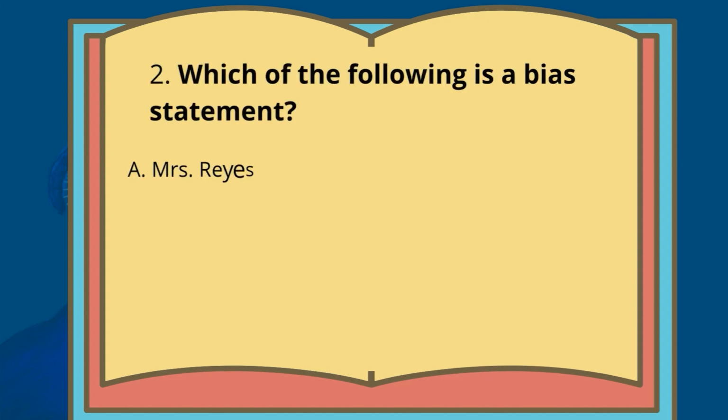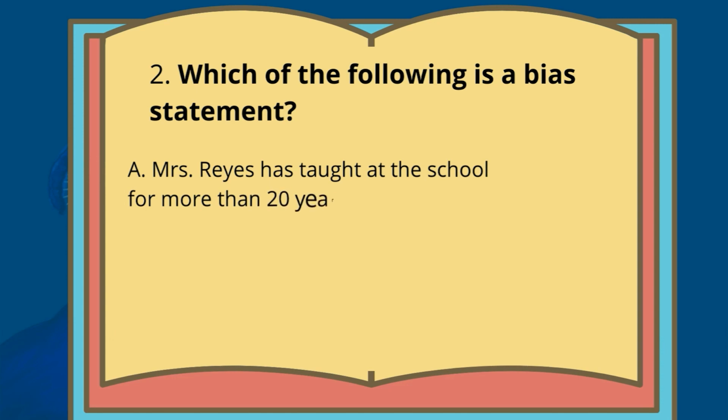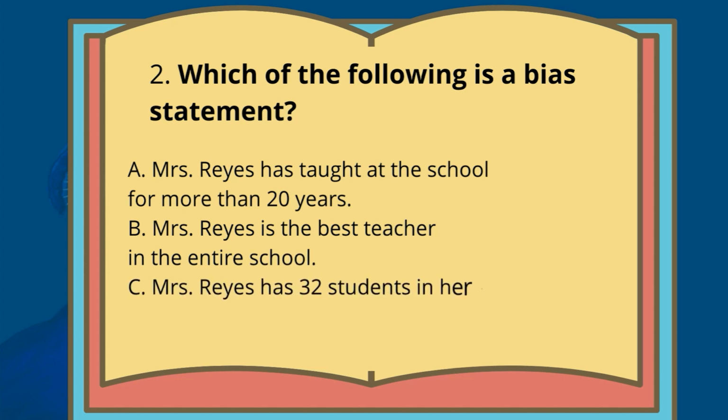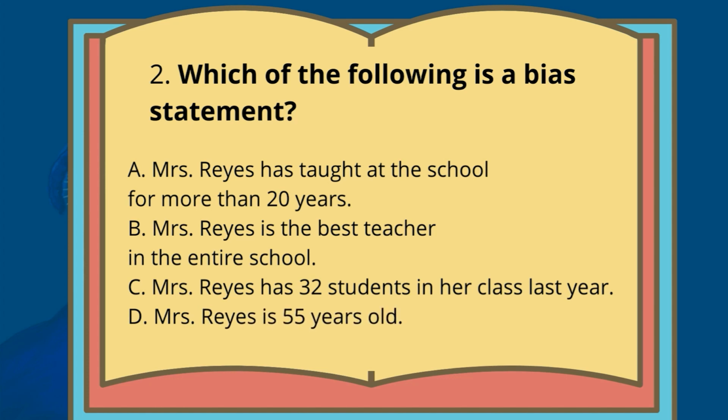Number 2. Which of the following is a bias statement? A. Mrs. Reyes has taught at a school for more than 20 years. B. Mrs. Reyes is the best teacher in the entire school. C. Mrs. Reyes had 32 students in her class last year. D. Mrs. Reyes is 55 years old.